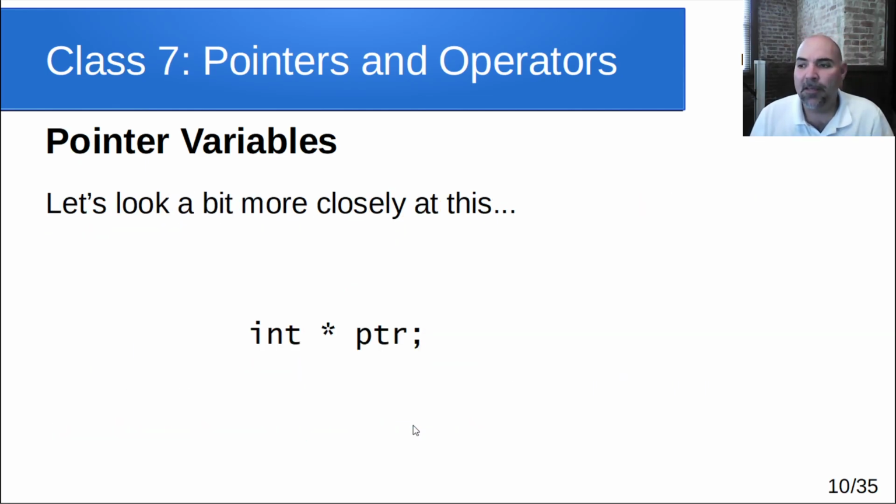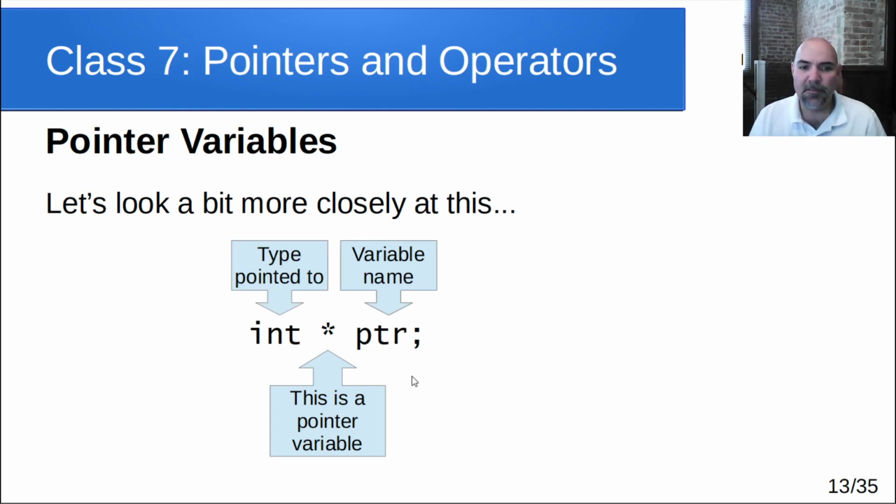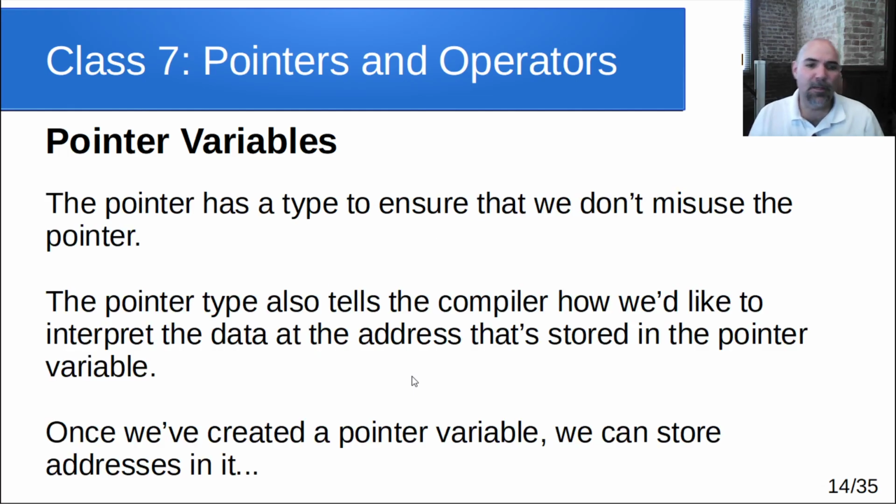So here's that line, int asterisk ptr. That's declaring that pointer variable. The asterisk says that the identifier that follows is going to be a pointer variable. The second thing is just the name of the variable, just like we would name any other variable. And the first part there says that's the type of data that this pointer is going to be the address of. And the reason that the pointer has a type is there are several purposes for that.